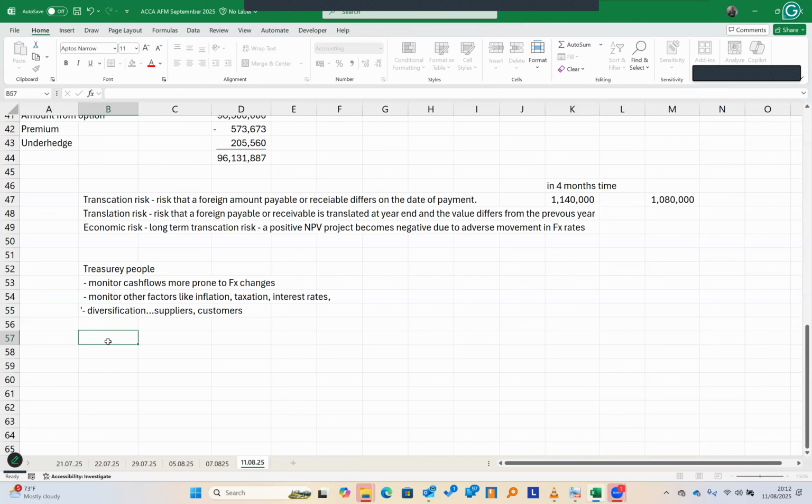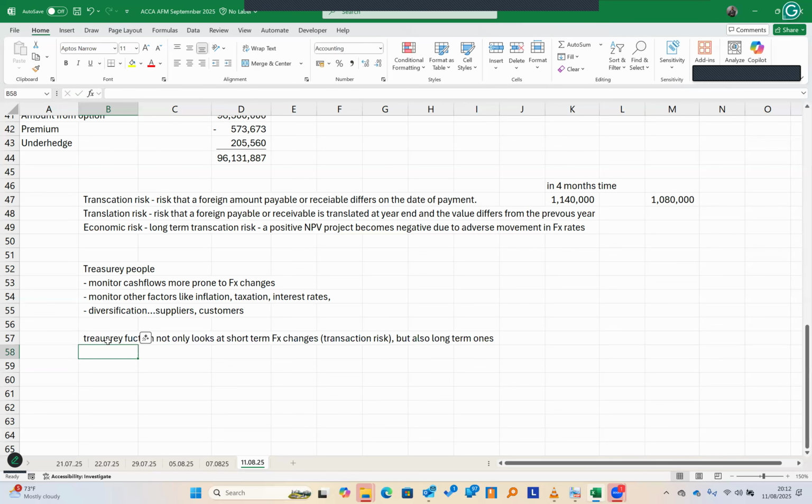At the bottom line, what we have to say is that treasury function not only looks at short-term FX changes, which is the transaction risk mostly, but also long-term ones, okay? As we showed above. You can start this as the statement and then you put these things.